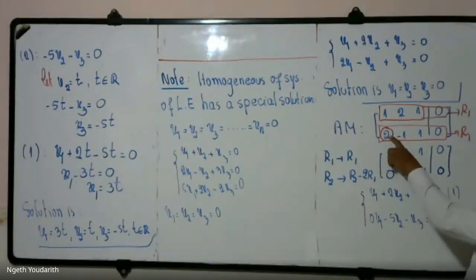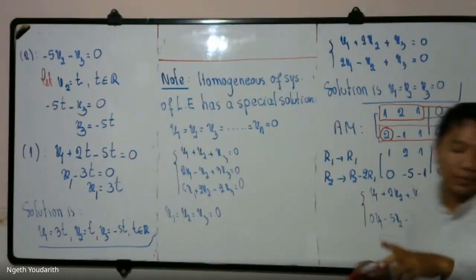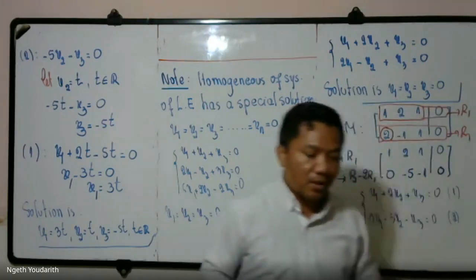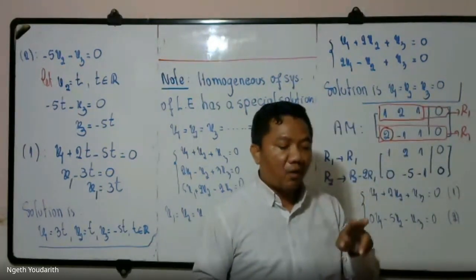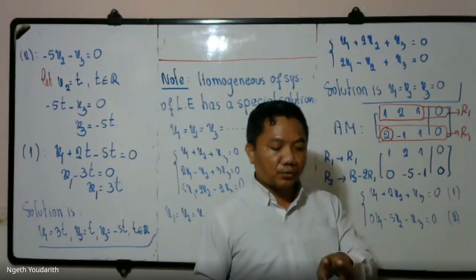And why do we do R2 become R2 minus 2R1, teacher? At this point, we want to convert the number 2 to 0. It is the strategy of elementary row reduction. Reduced row means eliminating entries one by one from row 2.